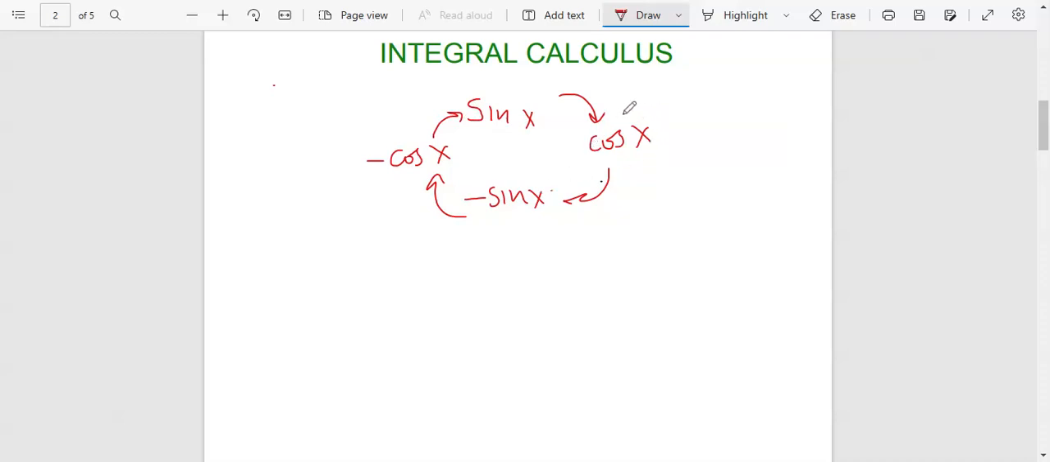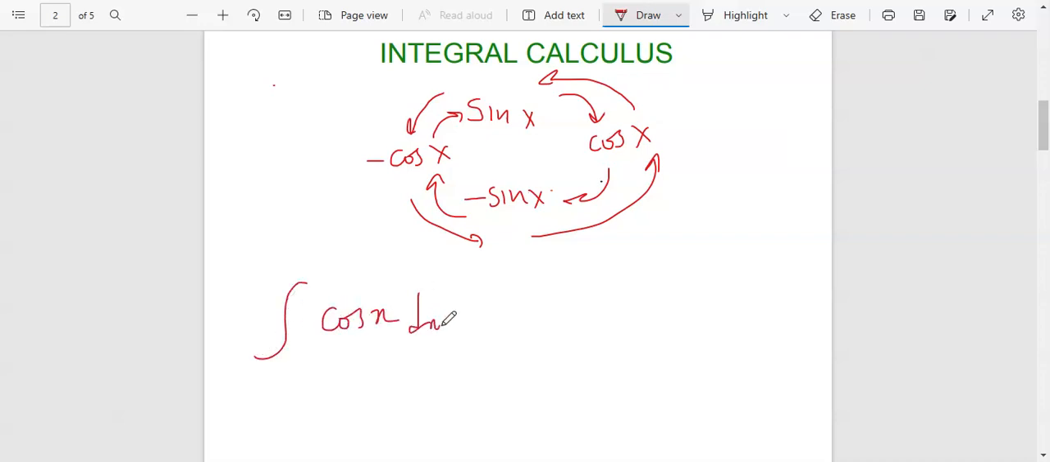Now, if you go the other way around, then that would be an integration. Okay, that would be an integration in this direction. Meaning that if I integrate negative sin, I get a cos. So the integral of cos x dx is going to be sin x.